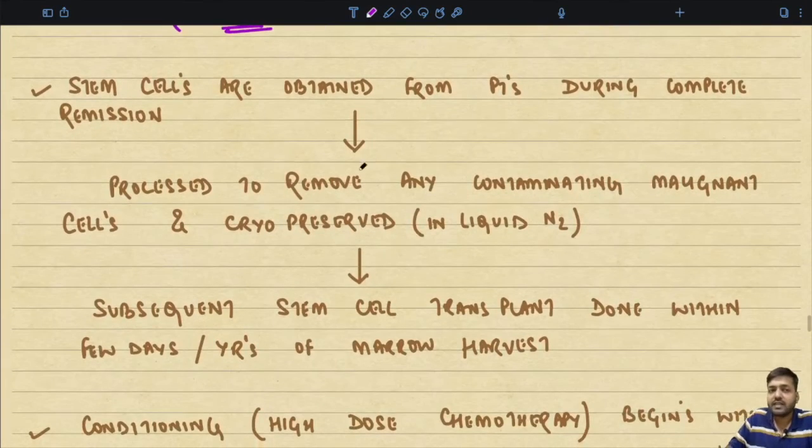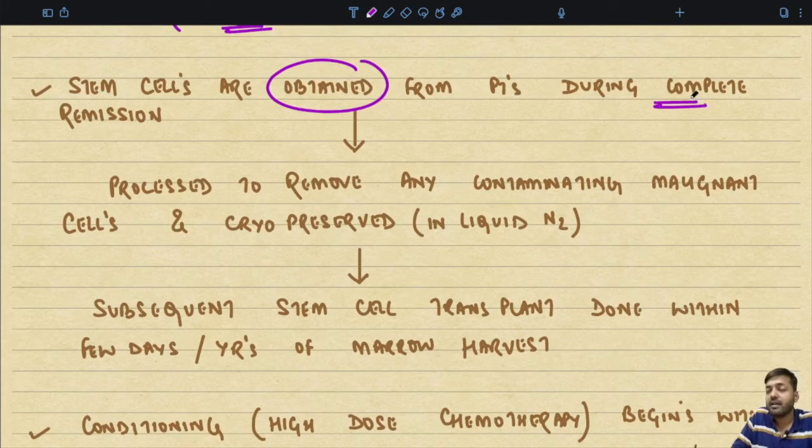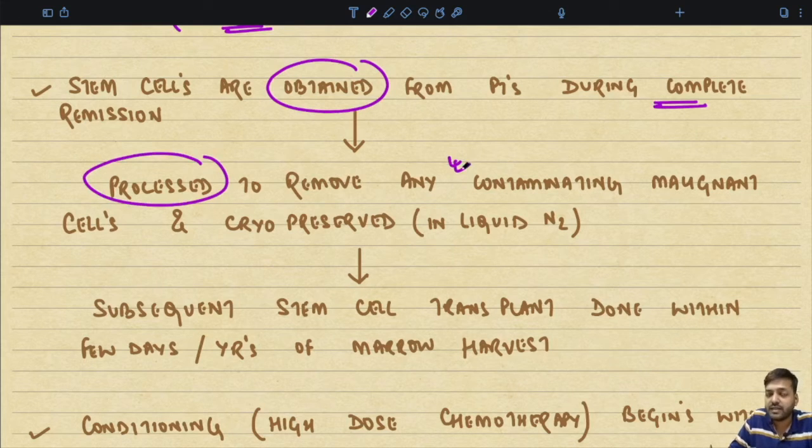So over here, what are the steps? The stem cells are obtained from the patient during complete remission. So when the patient is in complete remission, in that time, the stem cells are harvested from the patient itself. The harvested stem cells are then processed to remove any contaminating malignant cells, and they are cryopreserved by freezing in liquid nitrogen. Subsequently, the stem cell transplant is done within few days or years of marrow harvest.